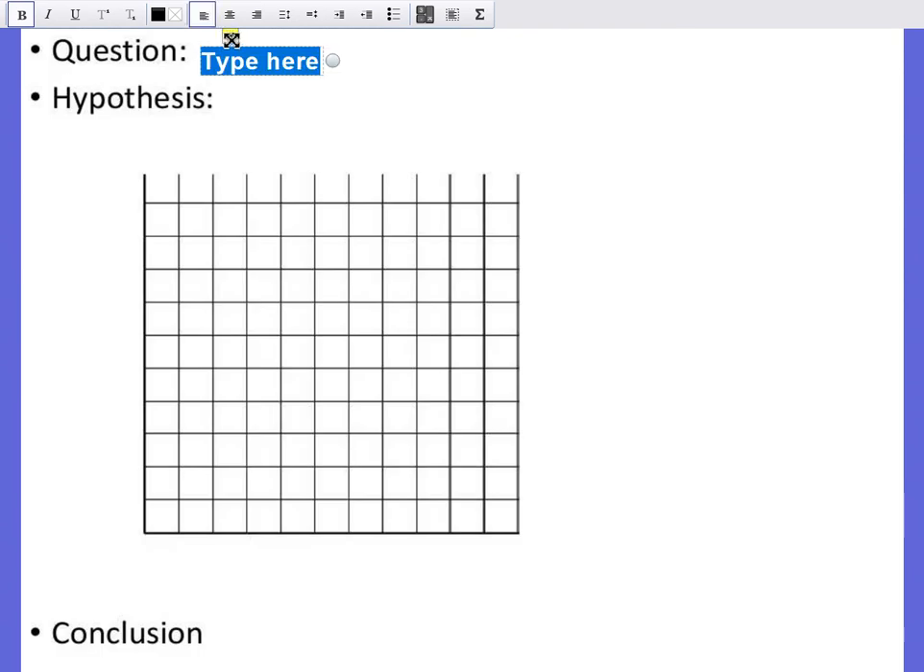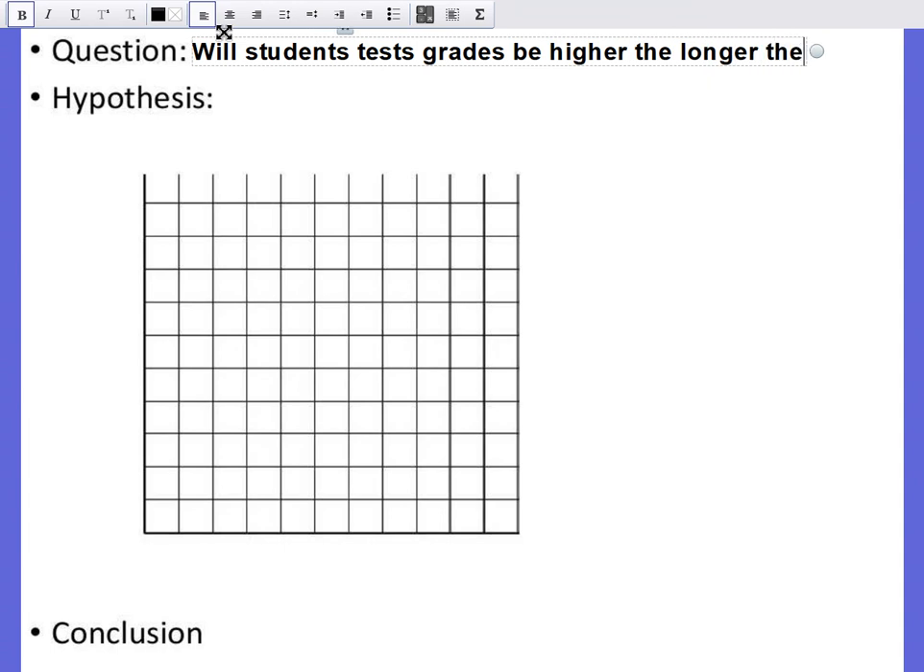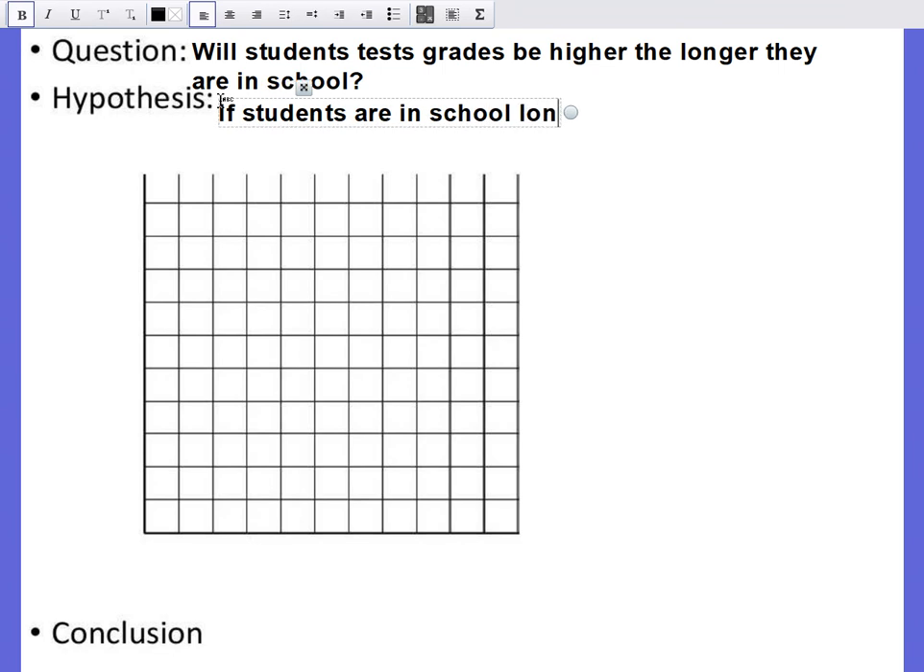Okay, the first thing I'm going to do is come up with my question. I'm going to say, will students' test grades be higher the longer they are in school? Okay. My hypothesis has to start with if, so I'm going to say if students are in school longer, then their test scores will be higher.